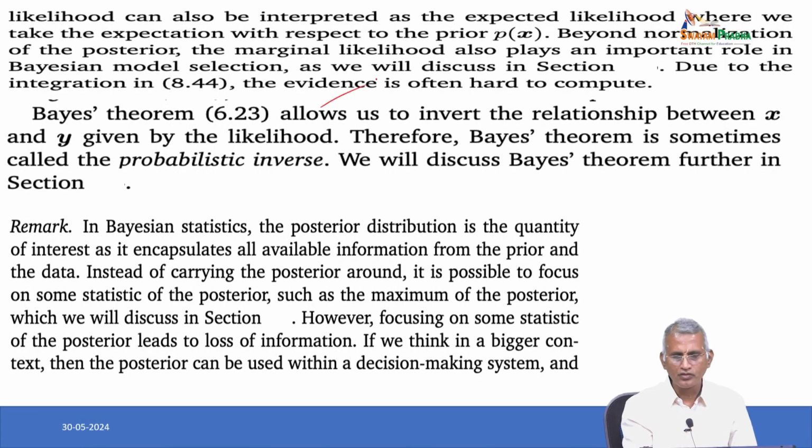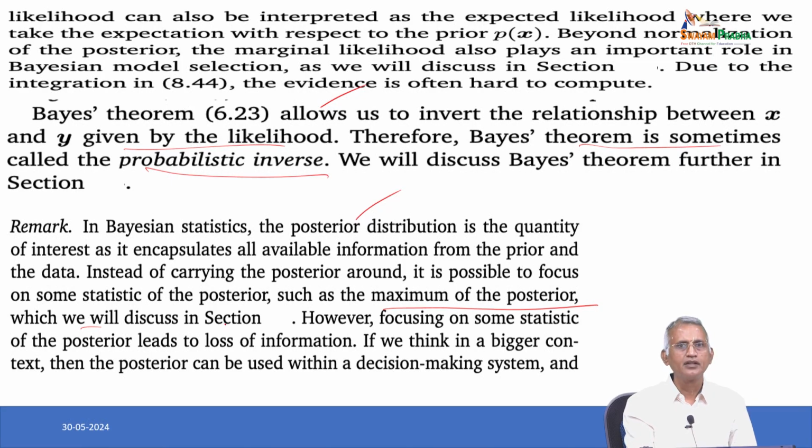So, Bayes theorem allows us to invert the relationship between x and y given by the likelihood. Therefore, Bayes theorem is sometimes called a probabilistic inverse, and we will discuss Bayes further in the section on Bayesian statistics. The posterior distribution is the quantity of interest as it encapsulates all available information from the prior and the data. So, instead of carrying the posterior around, it is possible to focus on some statistics of the posterior, such as the maximum of the posterior. We will discuss this in the section.